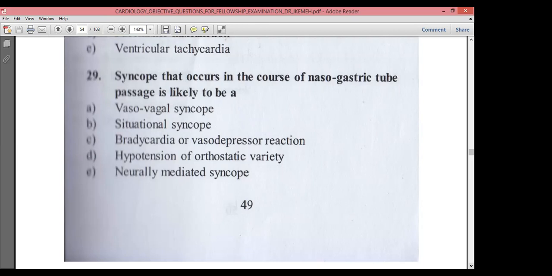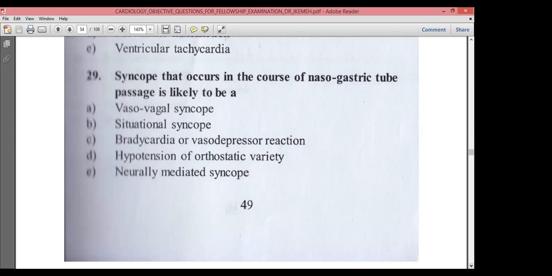So to me, this syncope that occurs when an NG tube is being passed, vasovagal syncope can be the answer. Situational syncope can be the answer. All these neurally mediated syncopes, as a result of bradycardia and vasodepressor reaction, can also be the answer. The only one that may not be the answer is D, syncope due to orthostatic hypotension.